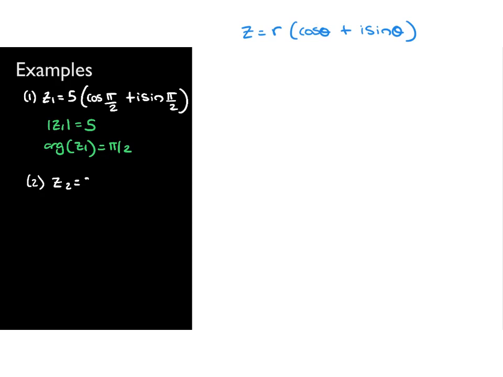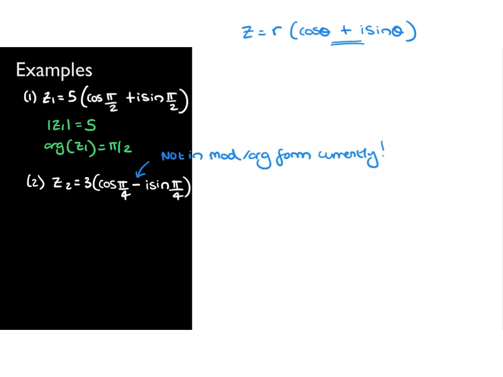Now, number 2, a little bit more thinking required here. Z2 is equal to 3, bracket, cos pi by 4 minus i sine pi by 4. Now, that's a little bit more interesting, and there are a couple of tricks here that we can actually use to help us work this out. Why is it not currently in modulus argument form? Well, it's currently not in modulus argument form because there is a negative here, and there has to be a positive. Look at this original format here, there's always a positive there.